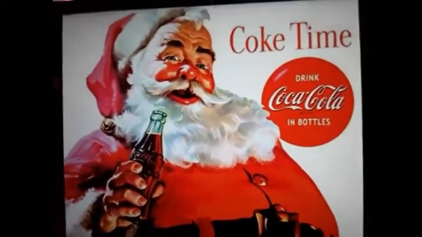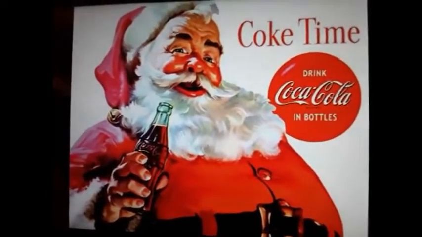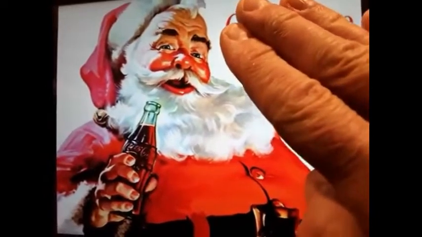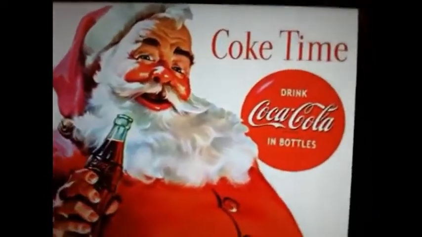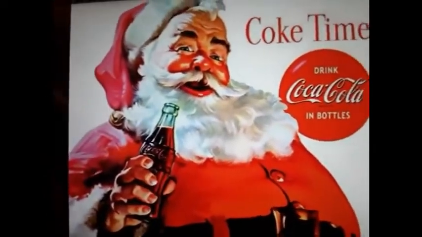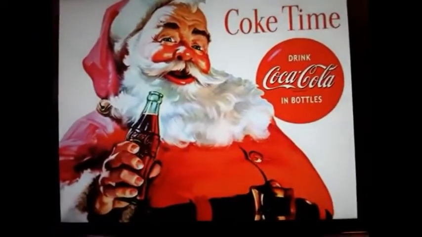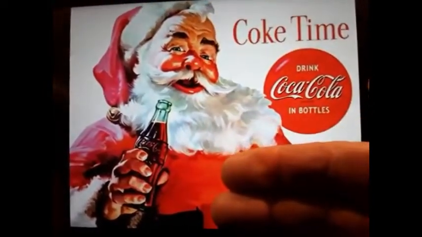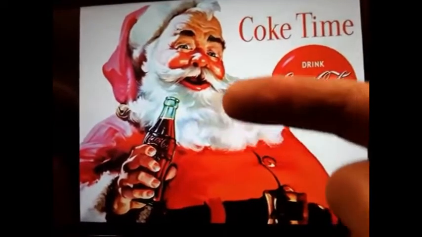Okay, I'm going to try to draw this Coca-Cola Santa Claus. I'm going to leave this out, the advertisement. But right now I'm just kind of preparing by studying the proportions. And I noticed that the beard takes up about a third of the vertical right here.